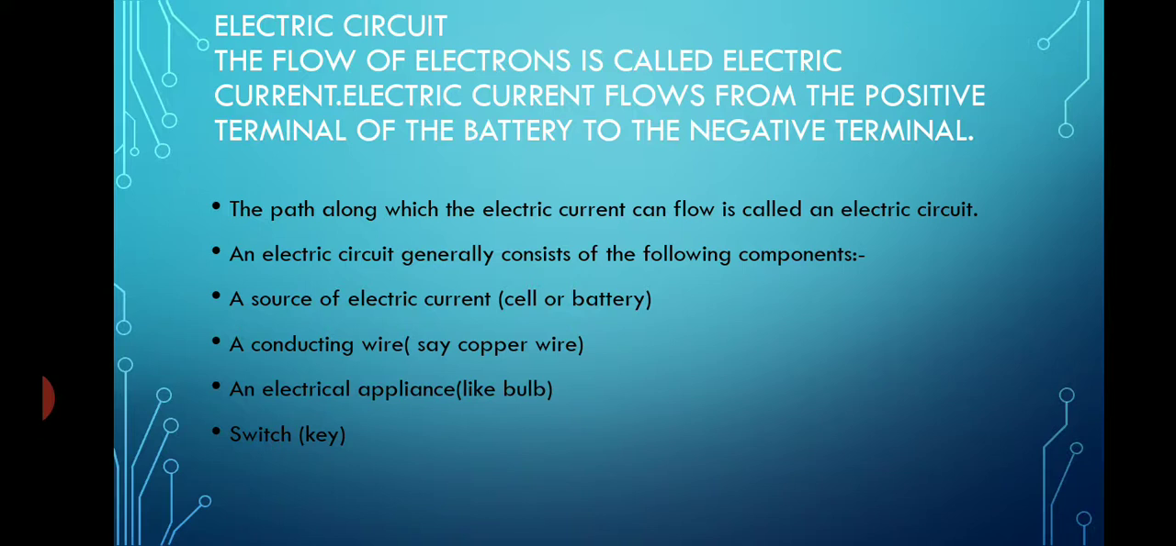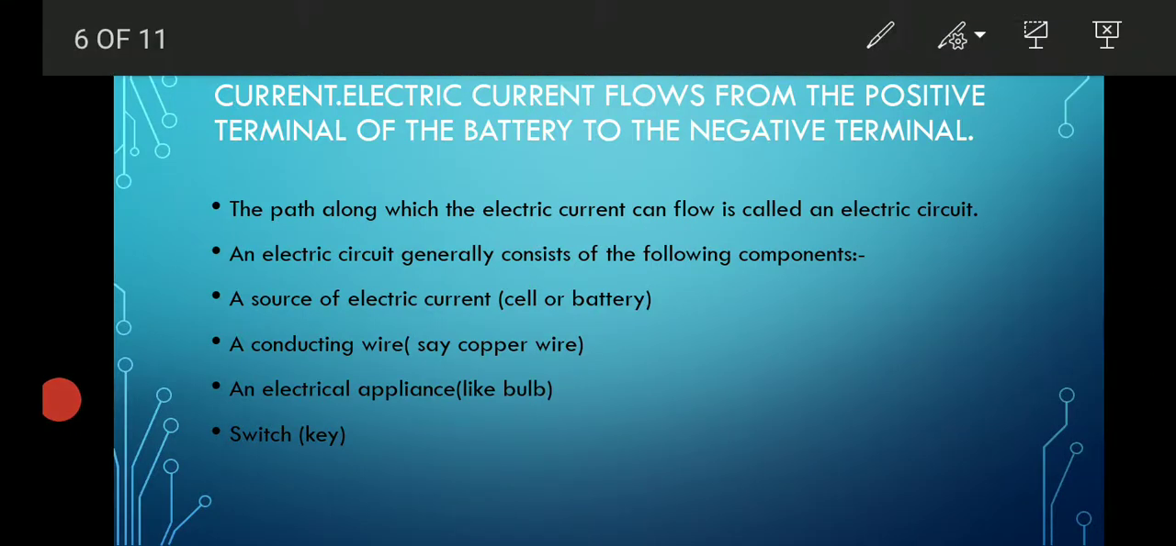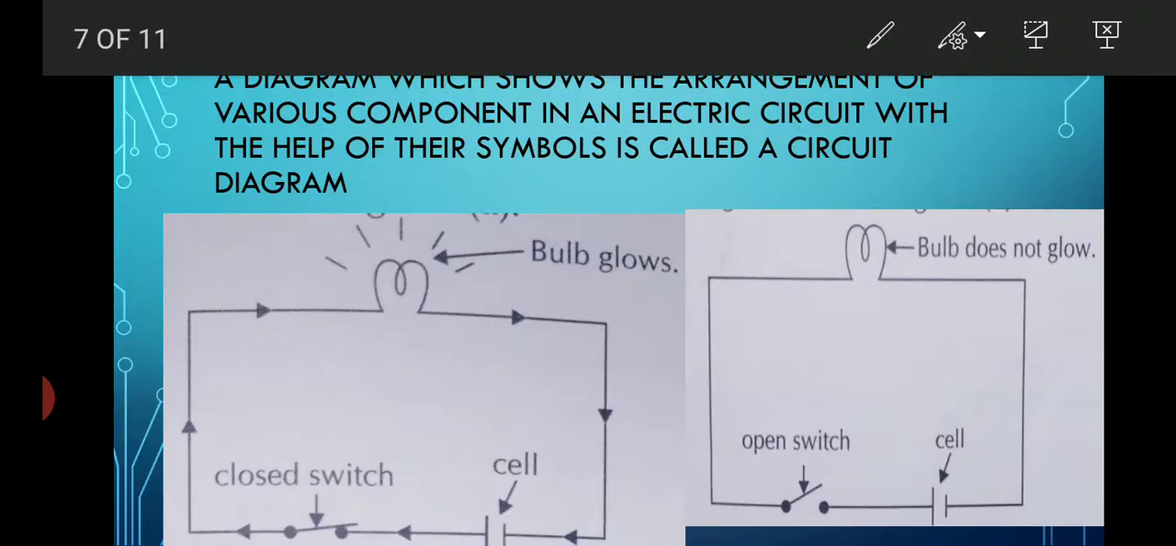Similarly, materials resist the flow of electric current that flows through them. The property of a material by virtue of which it opposes the flow of electric current through it is called its resistance. And the lower the resistance, the greater is the current flowing through the conductor.